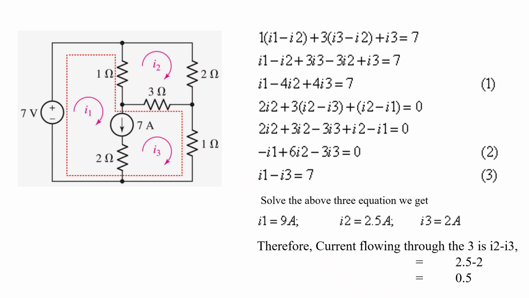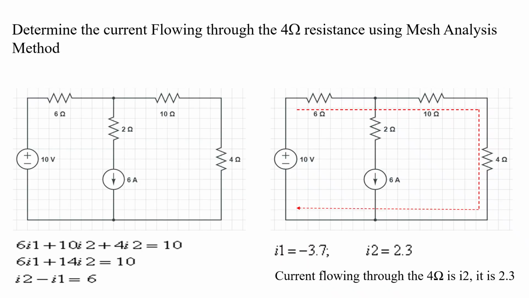This type of problem is called super mesh. Why? Because the sources are not identical. The sources are different here. Whenever two different types of sources are used, you can apply the super mesh in this way. We'll go to the next problem.